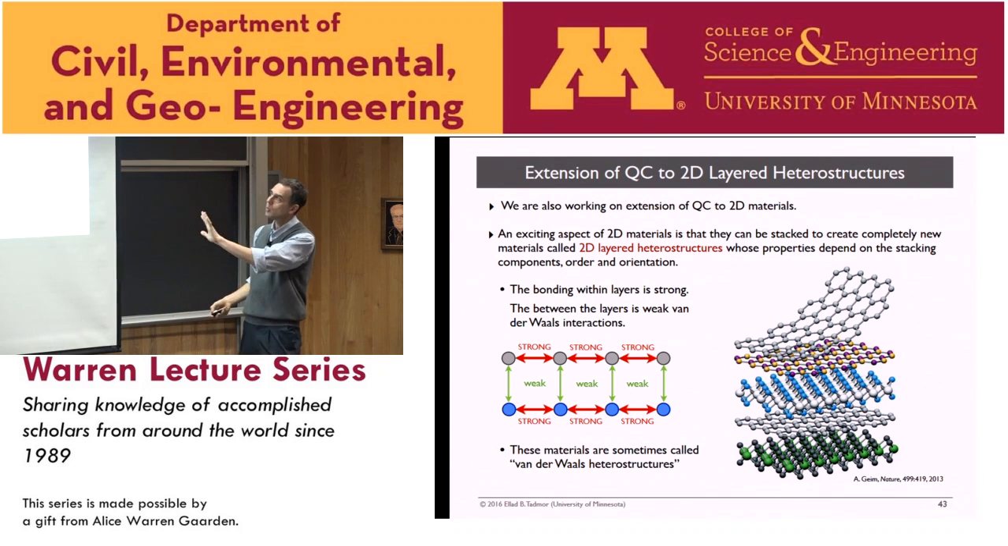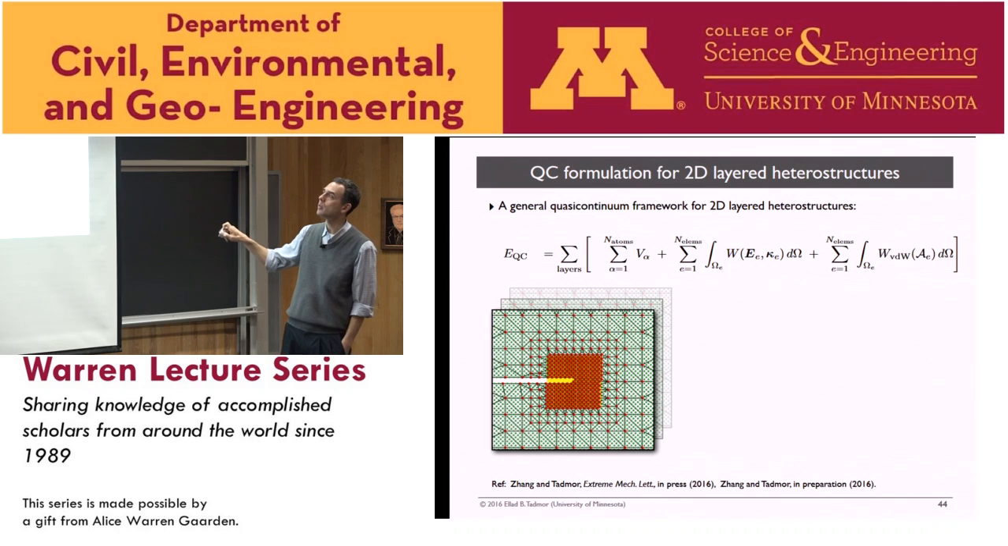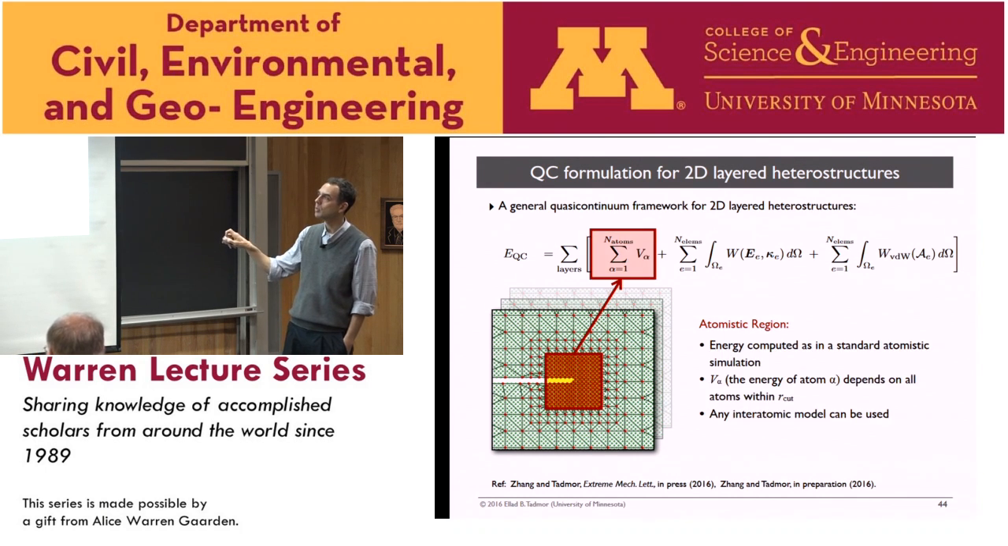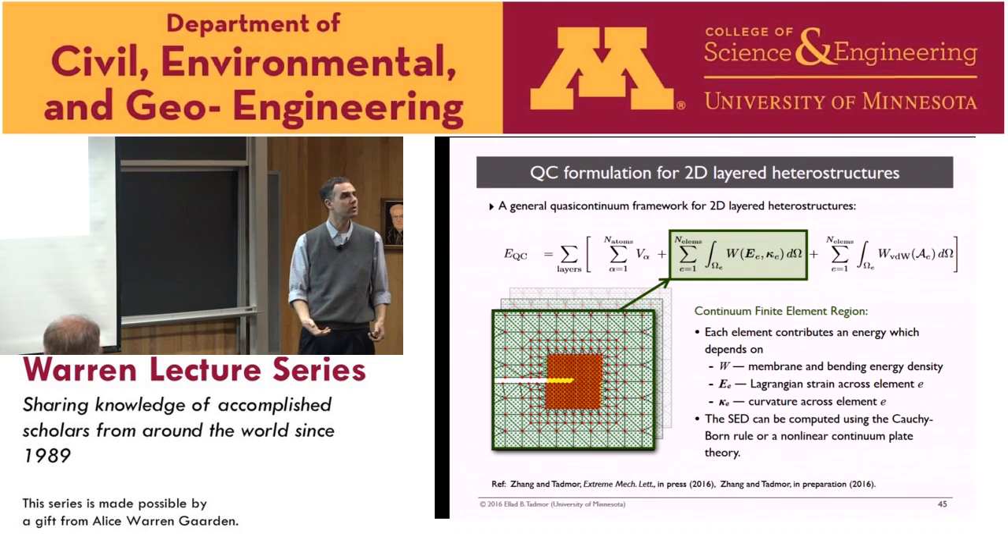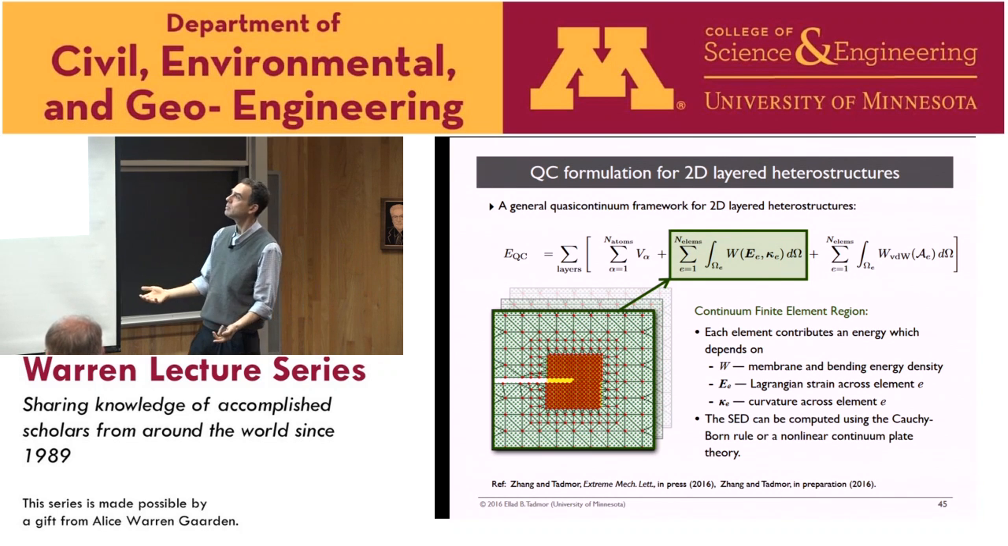And so we're going to this type of QC picture where each layer is modeled as a QC system like this, where we can have an atomistic region, say if there's a crack in it or some other defect inside of it, and a continuum region. In the atomistic region, you would do full MD, just like I showed you before. Out in the continuum, you use an appropriate continuum model. We use a plate model because they behave like plates.